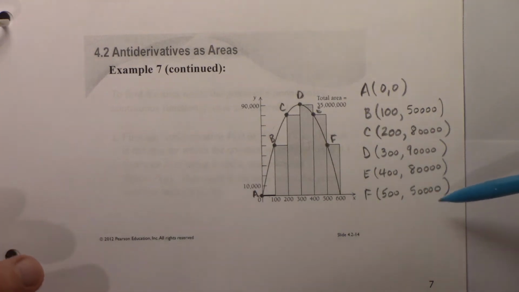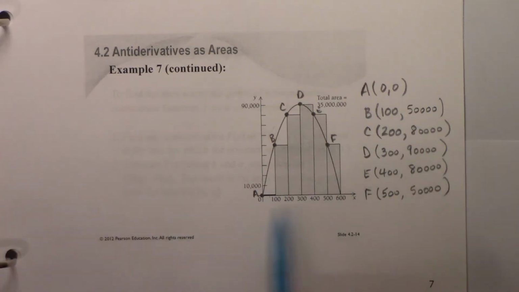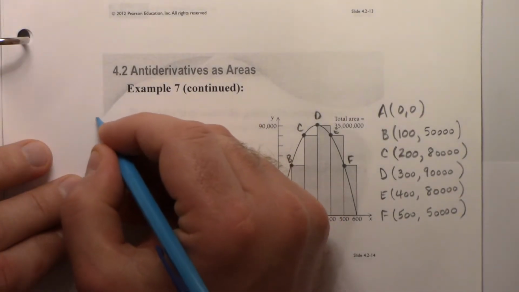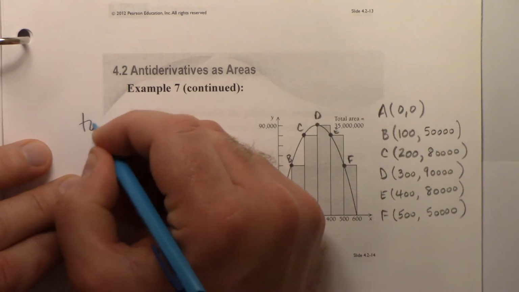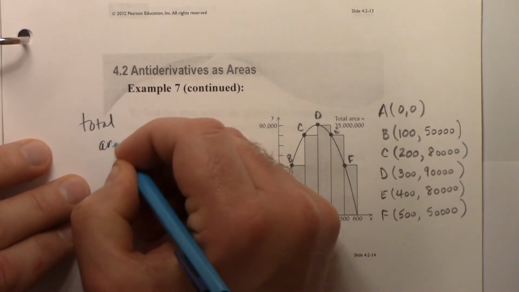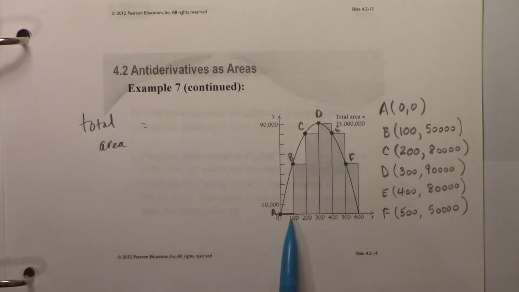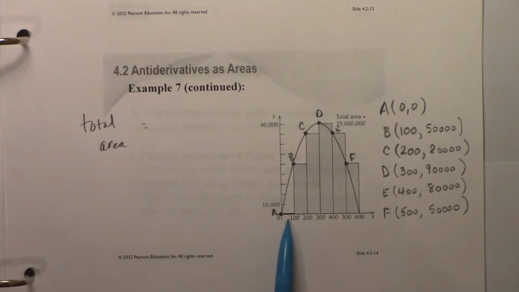are important to us because we want to find the total area for these rectangles. So let's go ahead and write down our results. So the total area is going to equal the following. Remember, area of a rectangle, you got to take the base times the height.